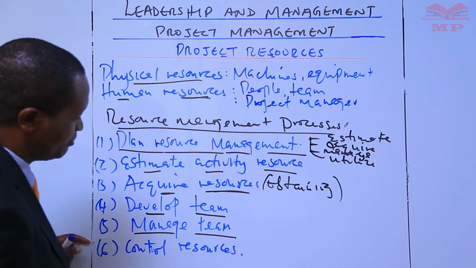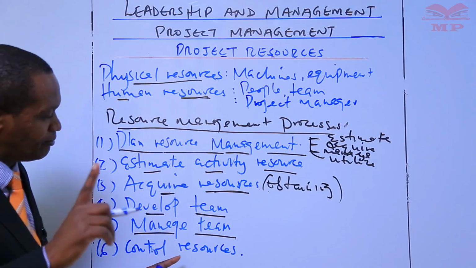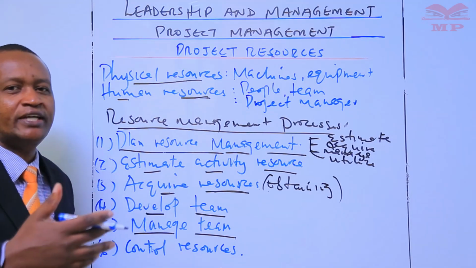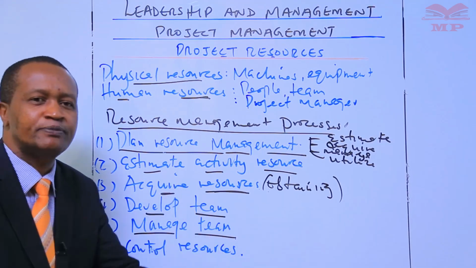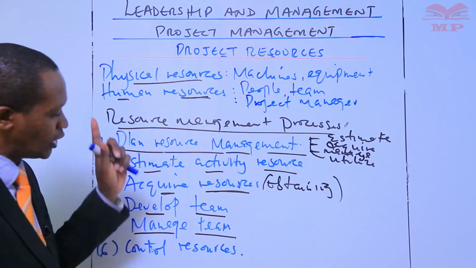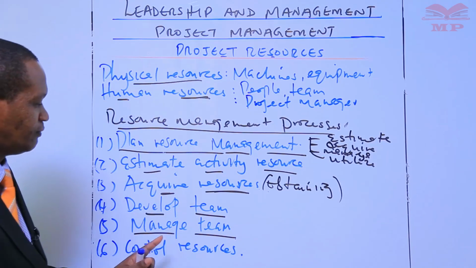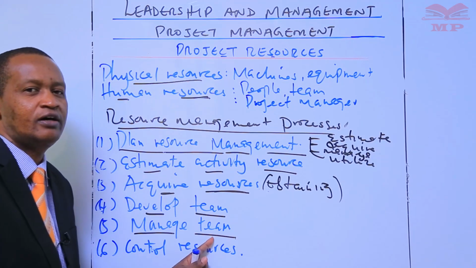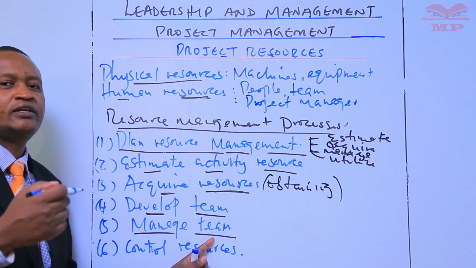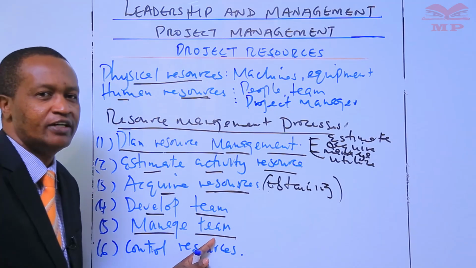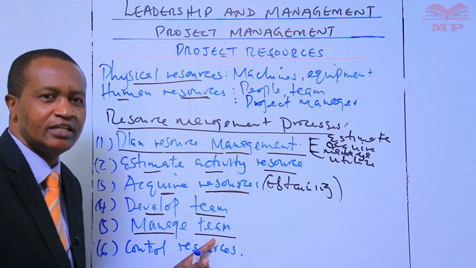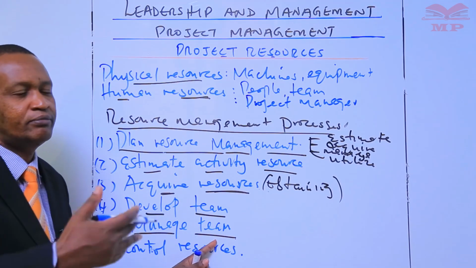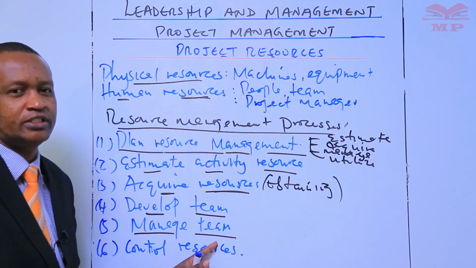Then number 5, managing the team. Now, managing the team is the process of tracking team member performance, providing feedback, resolving issues, managing team changes so as to optimize project performance. And what is the key benefit of managing the project team? The key benefit of this process is that it influences team behavior, it manages conflict, and also resolves issues. And the process is performed throughout the project.